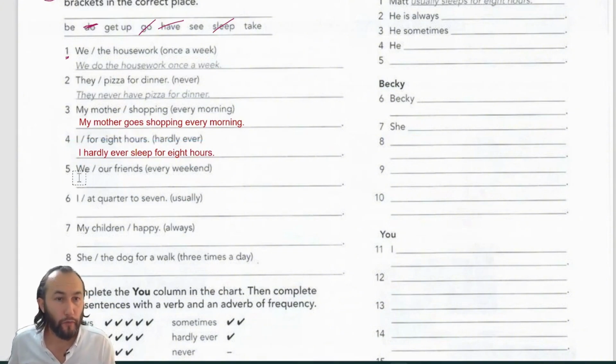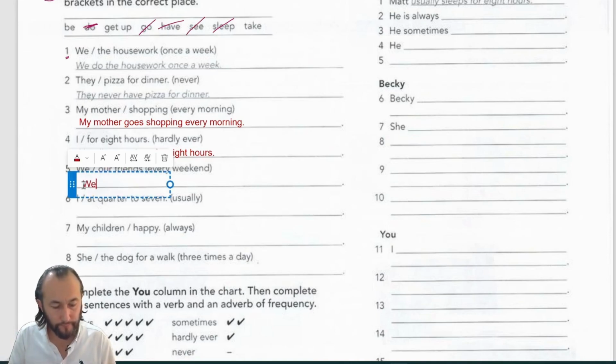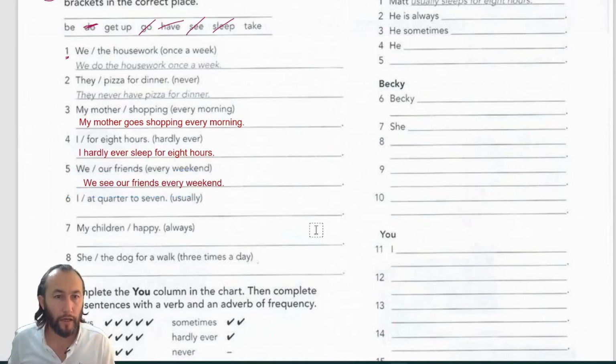Number 5, we, our friends, every weekend. Every weekend comes at the end of the sentence because that's an expression of frequency. We, our friends, that should come with see. Okay, we see our friends every weekend. That's perfect. Number 6, I at 6:45, usually.